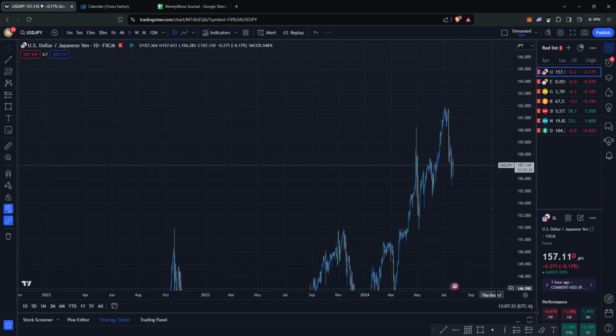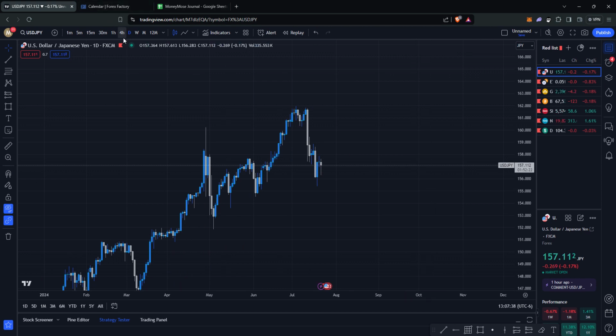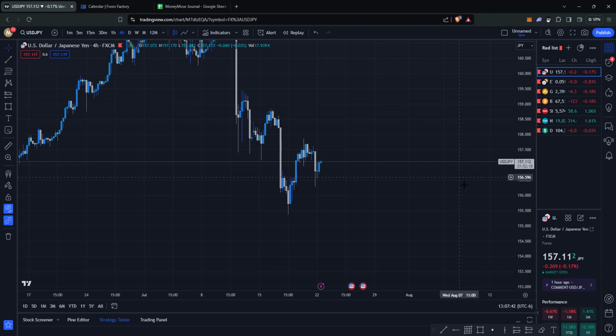Did take a trade today, but let's just hop into it. On the daily time frame, we're bearish. On the 4-hour time frame, when we took this trade, we were bearish. So let's pull up our drawings.